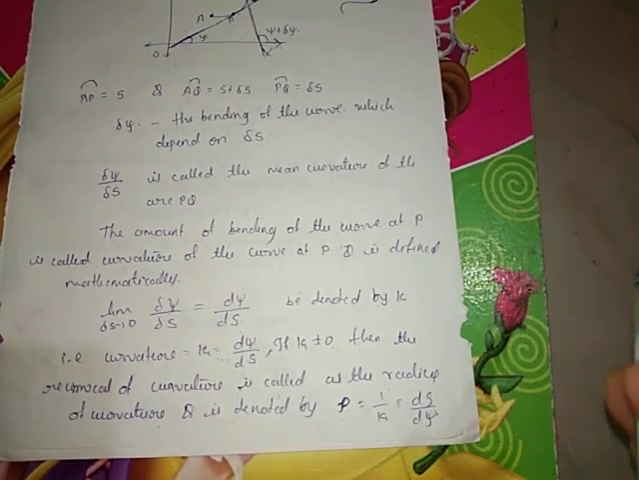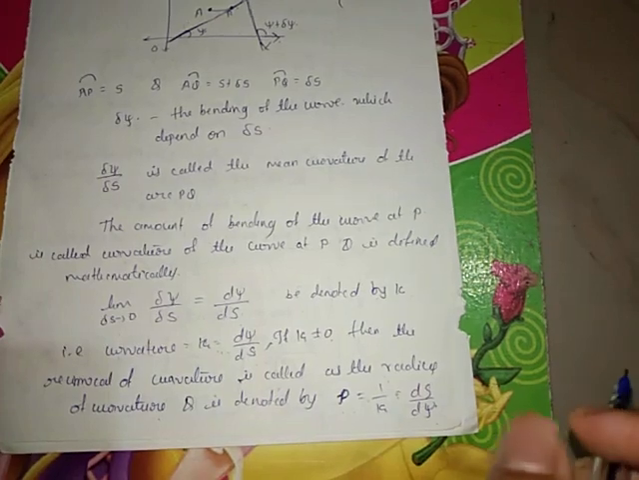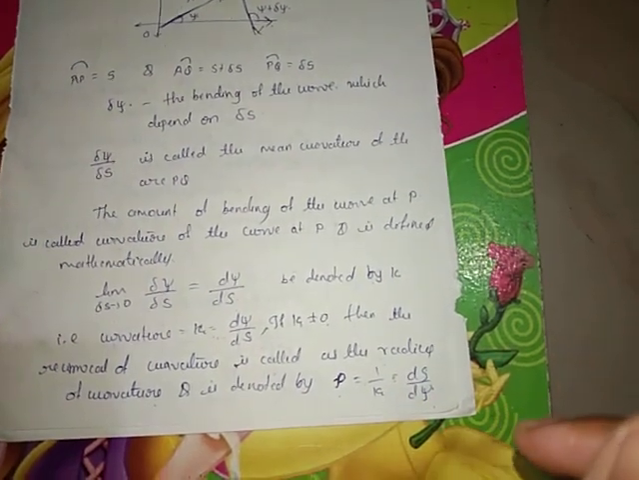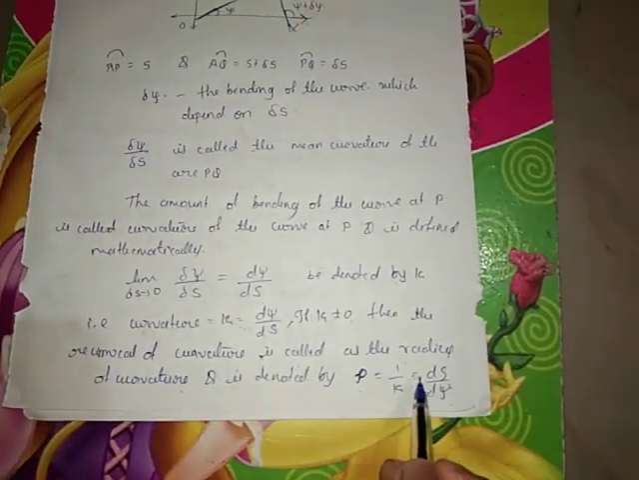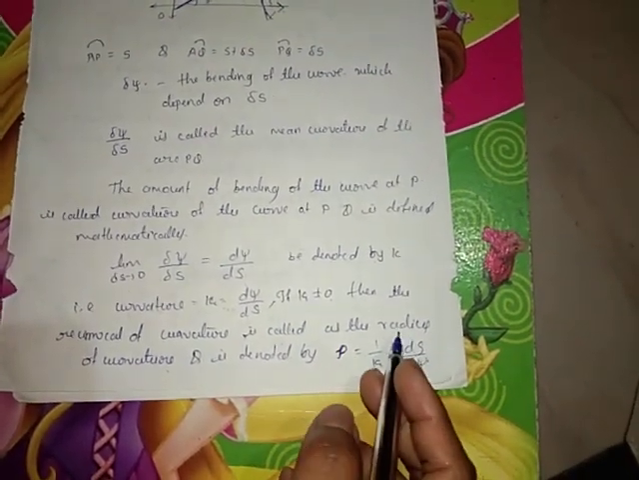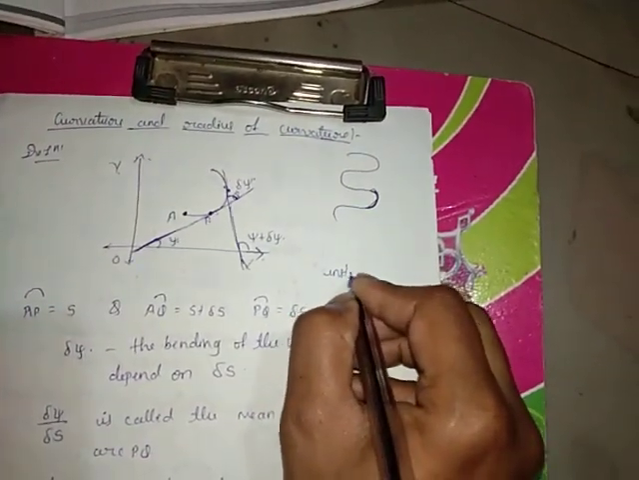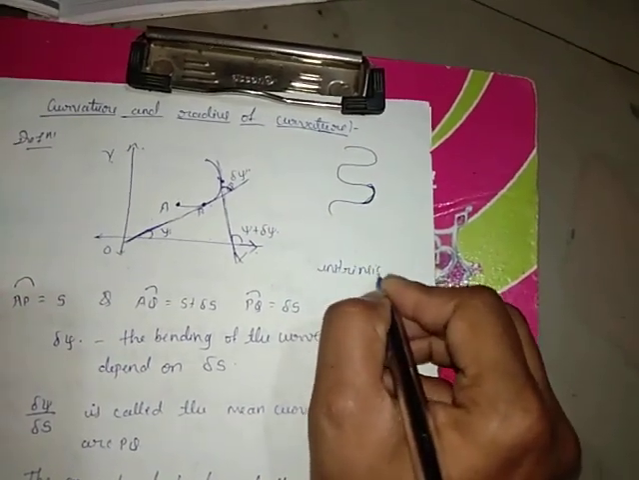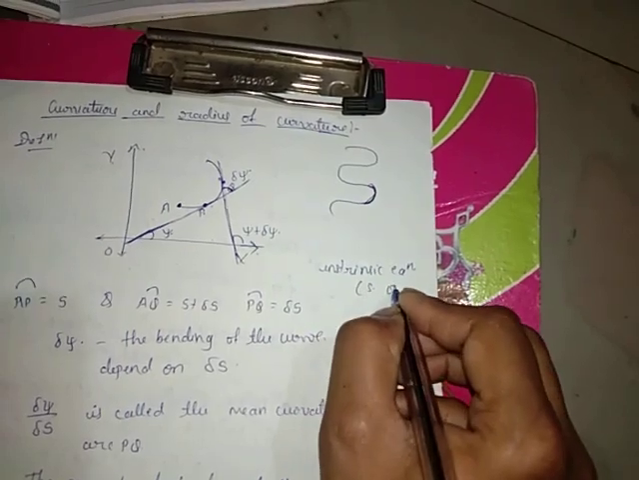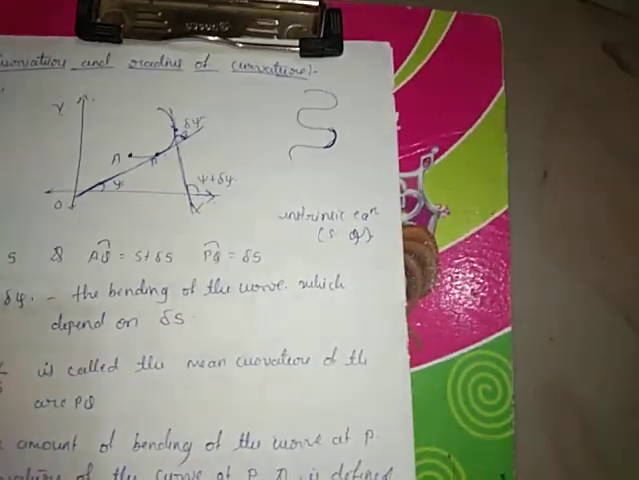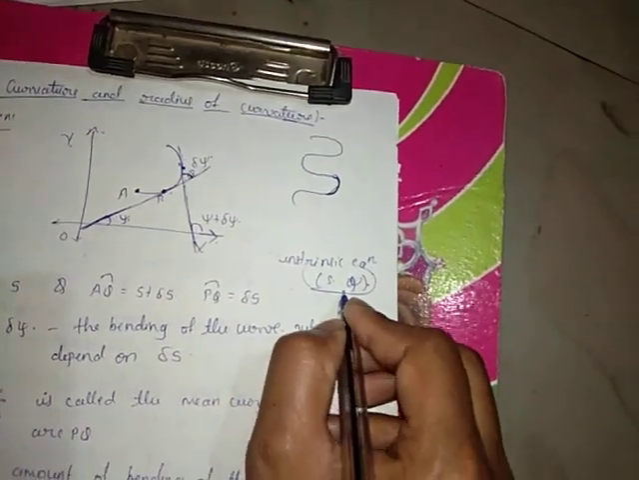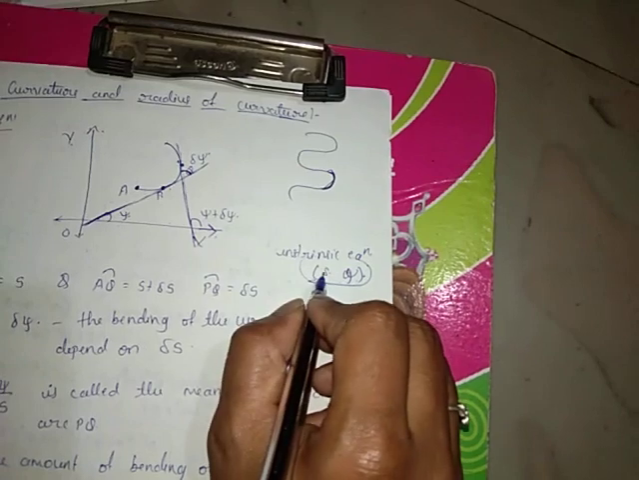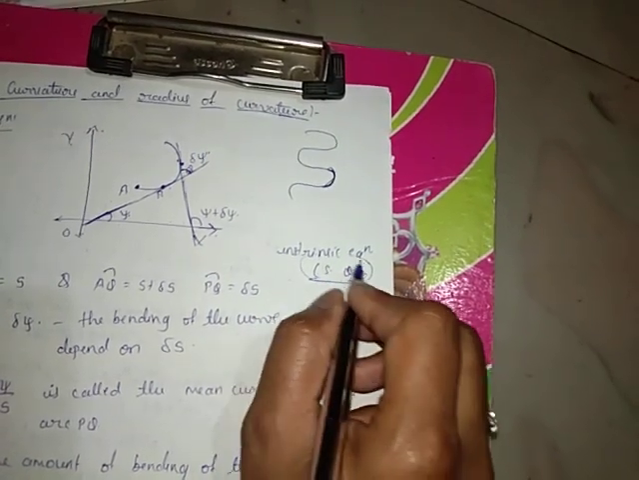Here xi depends on s. So the relation between xi and s is called the intrinsic equation. The relation between xi and s is called the intrinsic equation, and these coordinates are called the intrinsic coordinates of the point P. So the intrinsic coordinates are nothing but s comma xi.